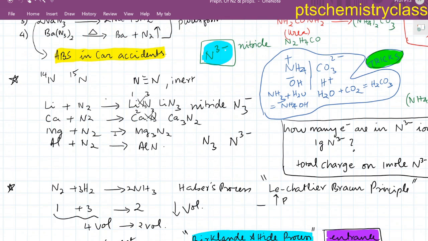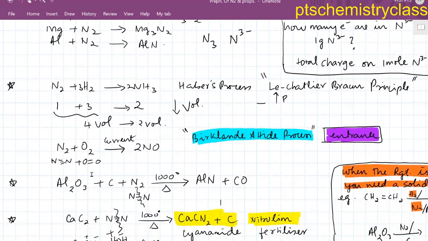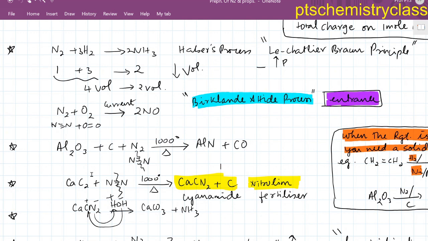Whereas group 1 and group 2 nitrides form easily, because they are highly reactive. Aluminum is of medium reactivity in the reactivity series. So you require more rigorous conditions, especially with its oxides.